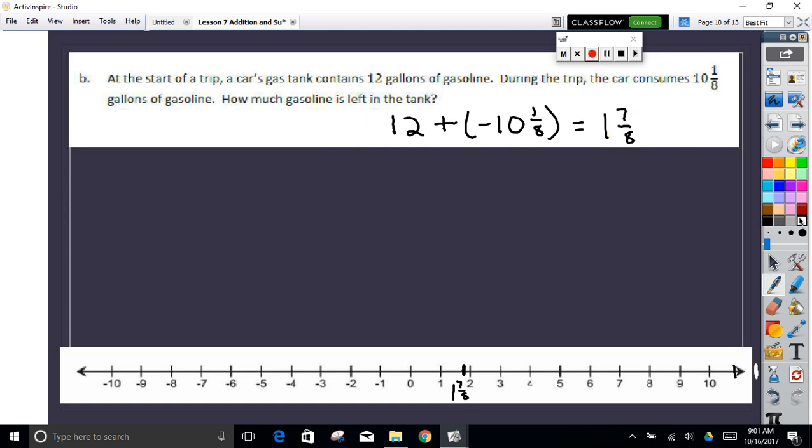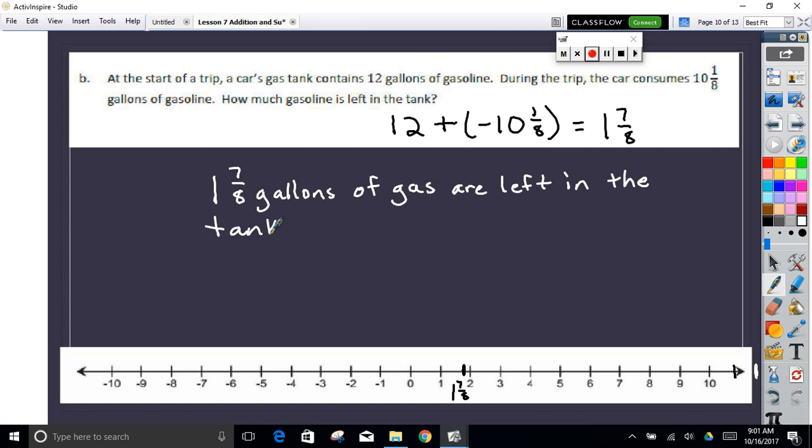So we would answer the question by saying 1 7/8 gallons of, I'm just going to say gas, are left in the tank. Okay, any questions about that one? Okay, one more.